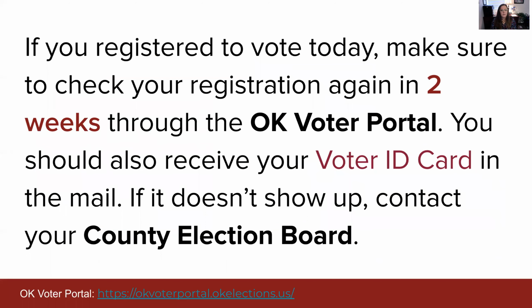So finally, if you've registered to vote today, going through this process, make sure that you check your registration again within 2 weeks. And you can do that through the OK Voter portal. So going there, and if your information shows up, and you weren't registered before, that means that you have registered. You should also receive your voter ID card in the mail, which is also indicating that you have registered, and it will be a card that has your voter ID number, and it'll have your polling location and precincts and things like that. If that doesn't show up, go ahead and contact your county election board, and then they can reissue you another one.